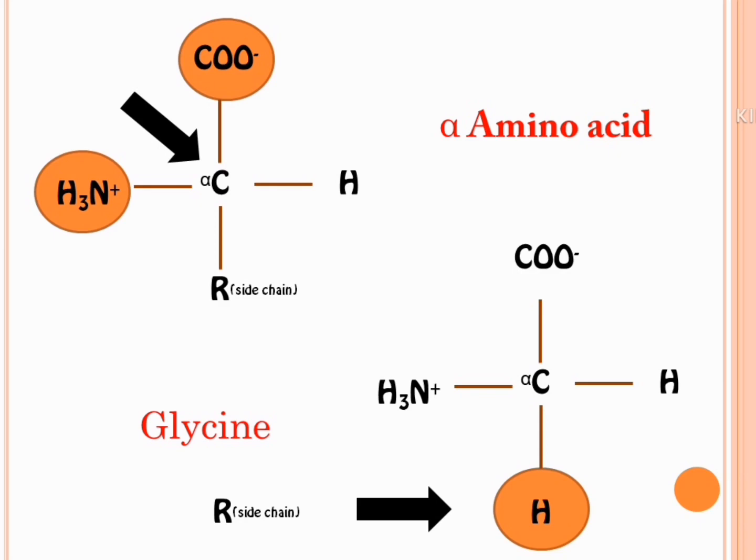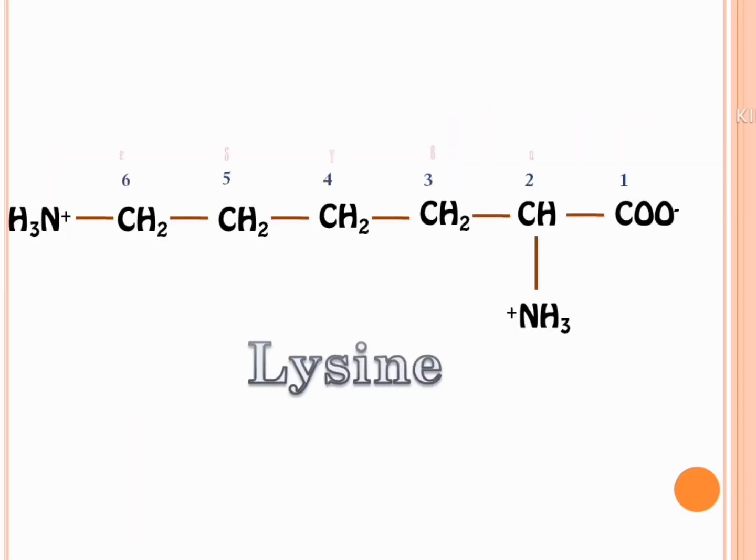In alpha amino acids, both the amino group and the carboxyl group are attached to the same carbon atom. However, many naturally occurring amino acids which are not found in protein have structures that differ from the alpha amino acids. In these compounds, the amino group is attached to a carbon atom other than the alpha carbon atom, and they are called beta, gamma amino acids depending upon the location of the carbon atom to which the amino group is attached. The structure of amino acid lysine is depicted in the slide.